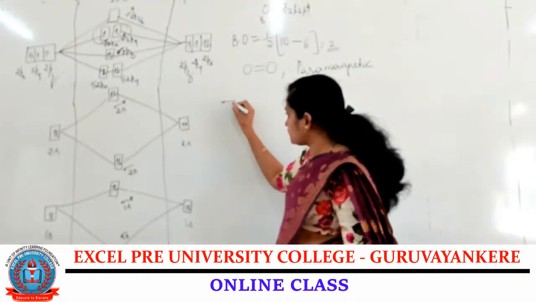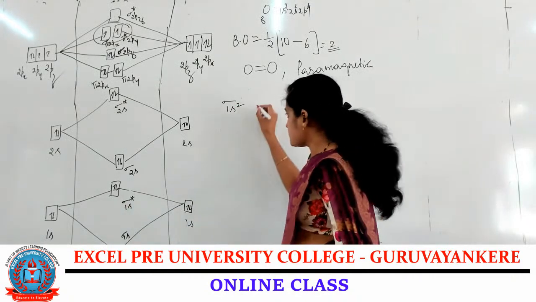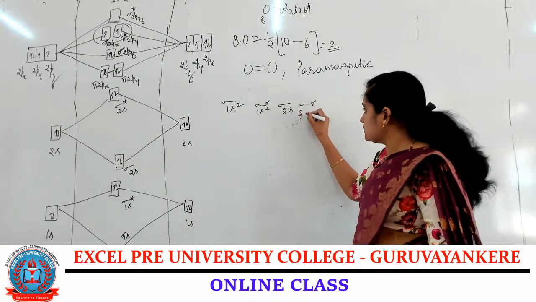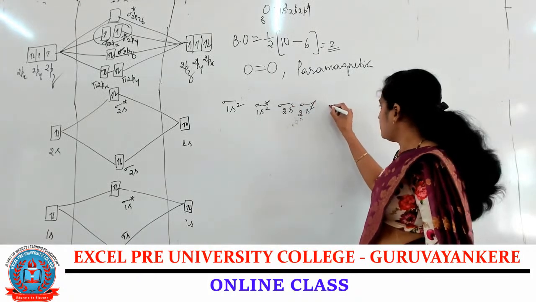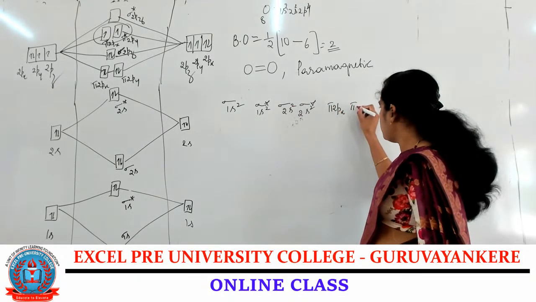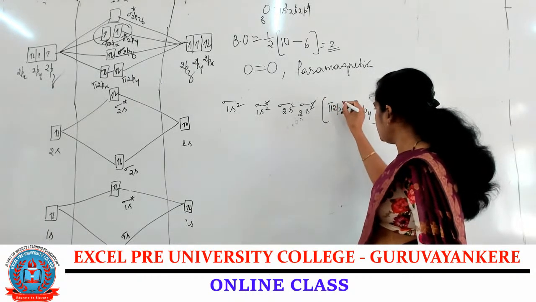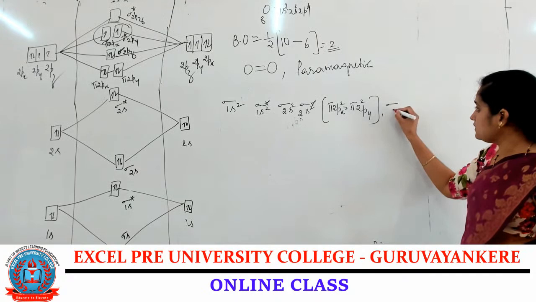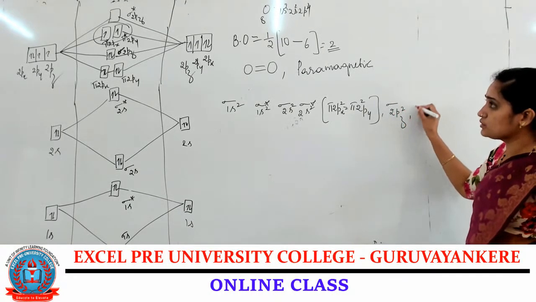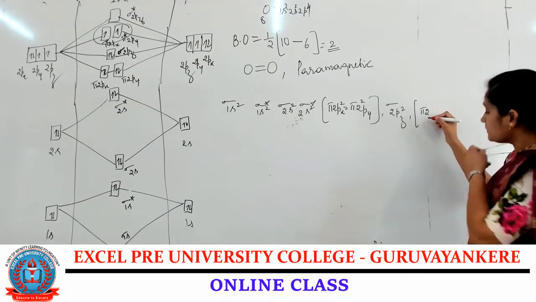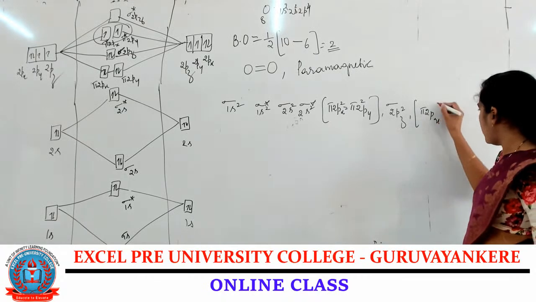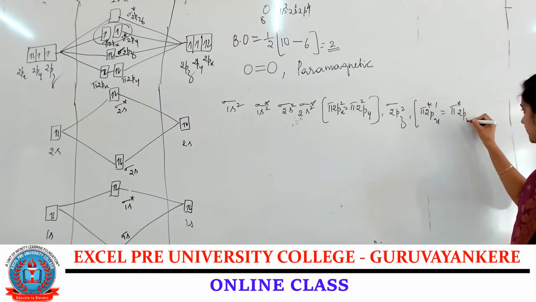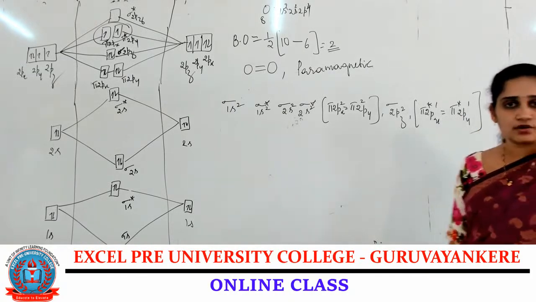Now if you write the electronic configuration: sigma 1s2, sigma star 1s2, sigma 2s2, sigma star 2s2, then pi 2px, pi 2py, how many electrons? 2 to each, then sigma 2pz2, then pi star 2px1 equal to pi star 2py1. So this is the electronic configuration of the oxygen molecule.